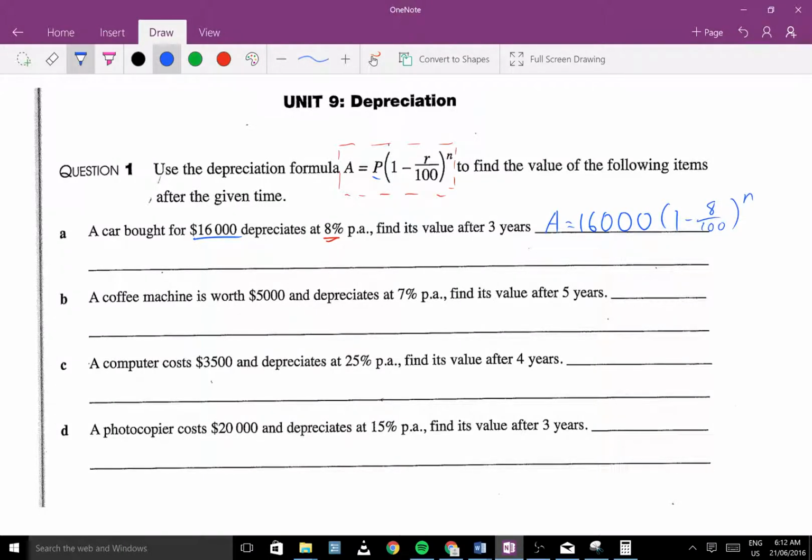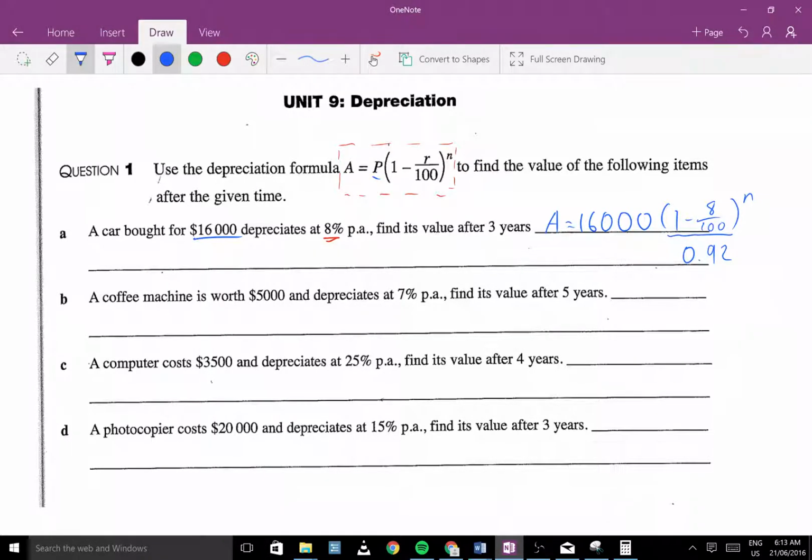to the power of n. Okay? Now, to make this a little bit easier, I'm going to use a trick. 8 over 100 is the same as 8%. So I'm going to do this part in my head just because it's a little bit easier. You've got 100% in the 1, minus 8% in the 8 over 100. So that's going to give me 0.92. 100% minus the 8% will give me the 92%.